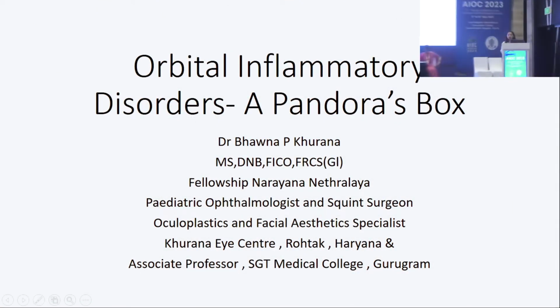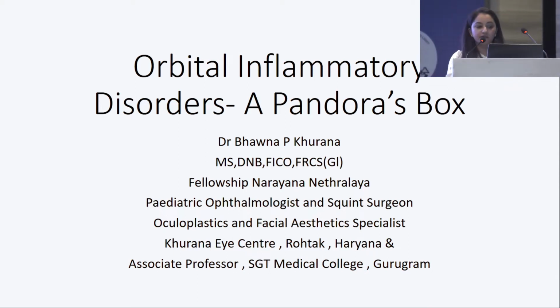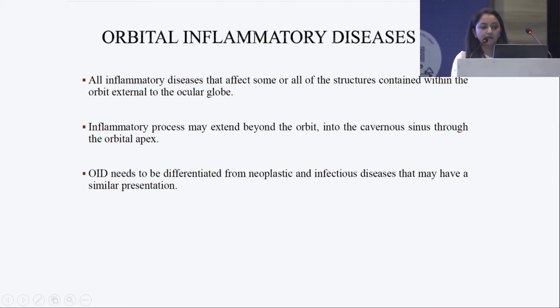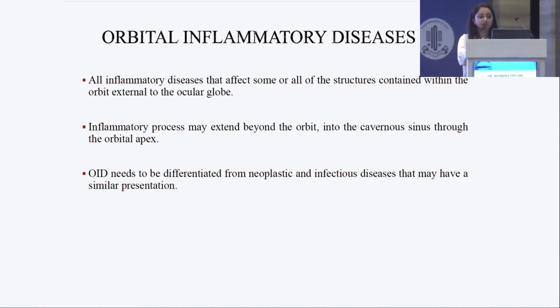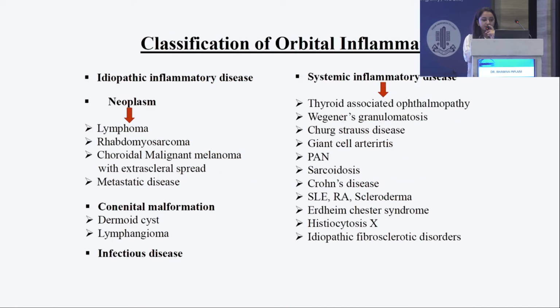Good afternoon, everybody. I'll be presenting an overview of the orbital inflammatory disorders. Orbital inflammatory disorders are all disorders that affect some or all of the structures contained within the orbit external to the ocular globe, may extend beyond the orbit into the cavernous sinus through the orbital apex, and importantly need to be differentiated from neoplastic and infectious diseases that may have a similar presentation.